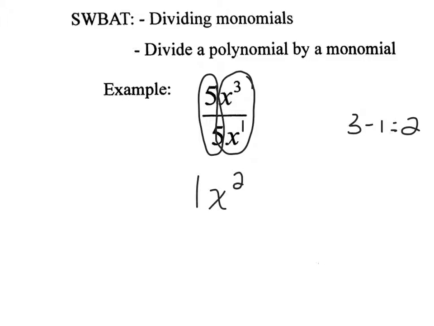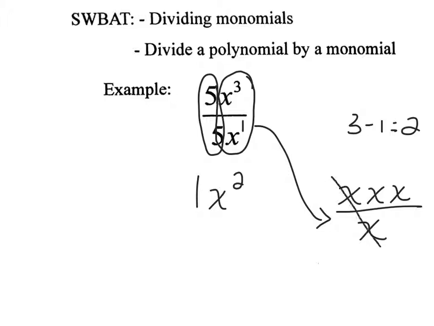Remember, if we take this over to the side here, x cubed on the top would look like this, and x on the bottom would look like this. So then we simply eliminate a matching set, and we're left with 2 in the top. So that's why the answer is just simply x squared.